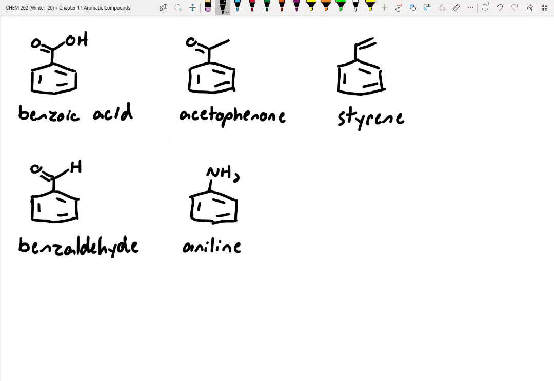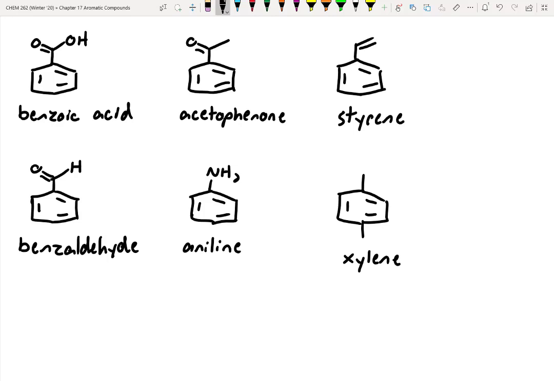All right, and then the next one is where we have two methyl groups. So you could call this 1,4-dimethylbenzene, but most people don't call it that. They call it xylene.